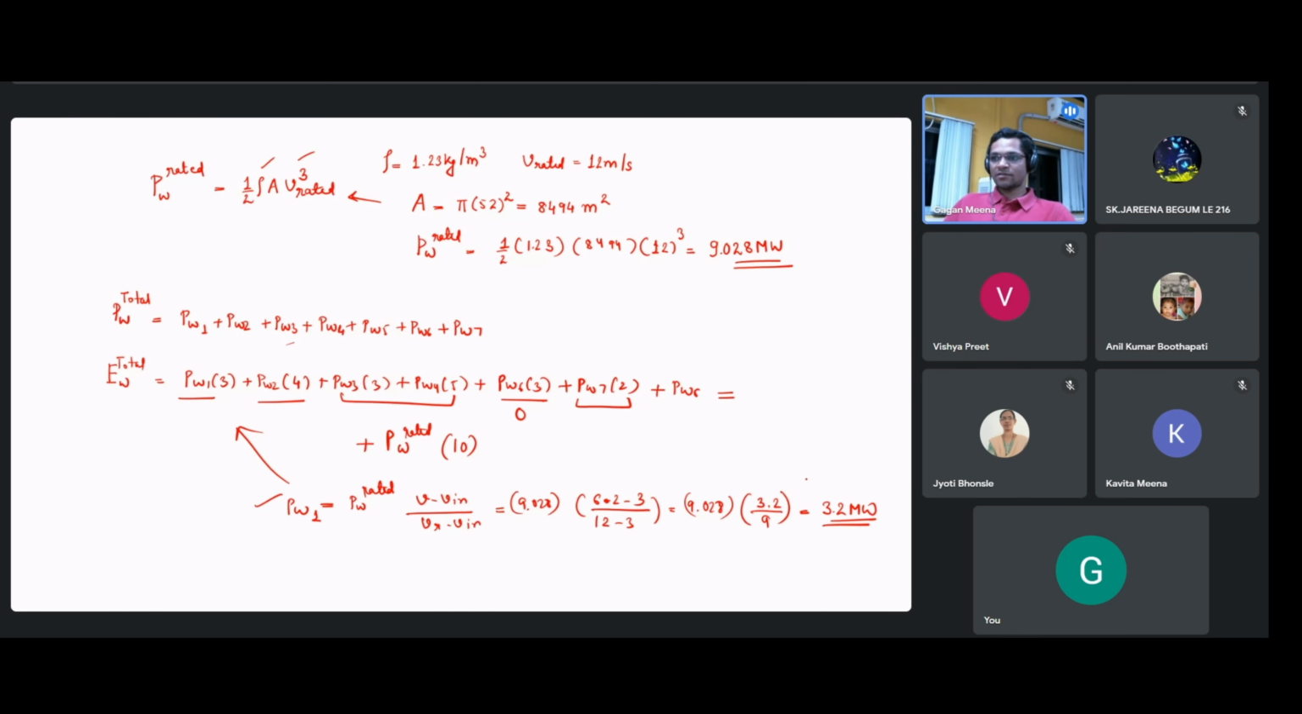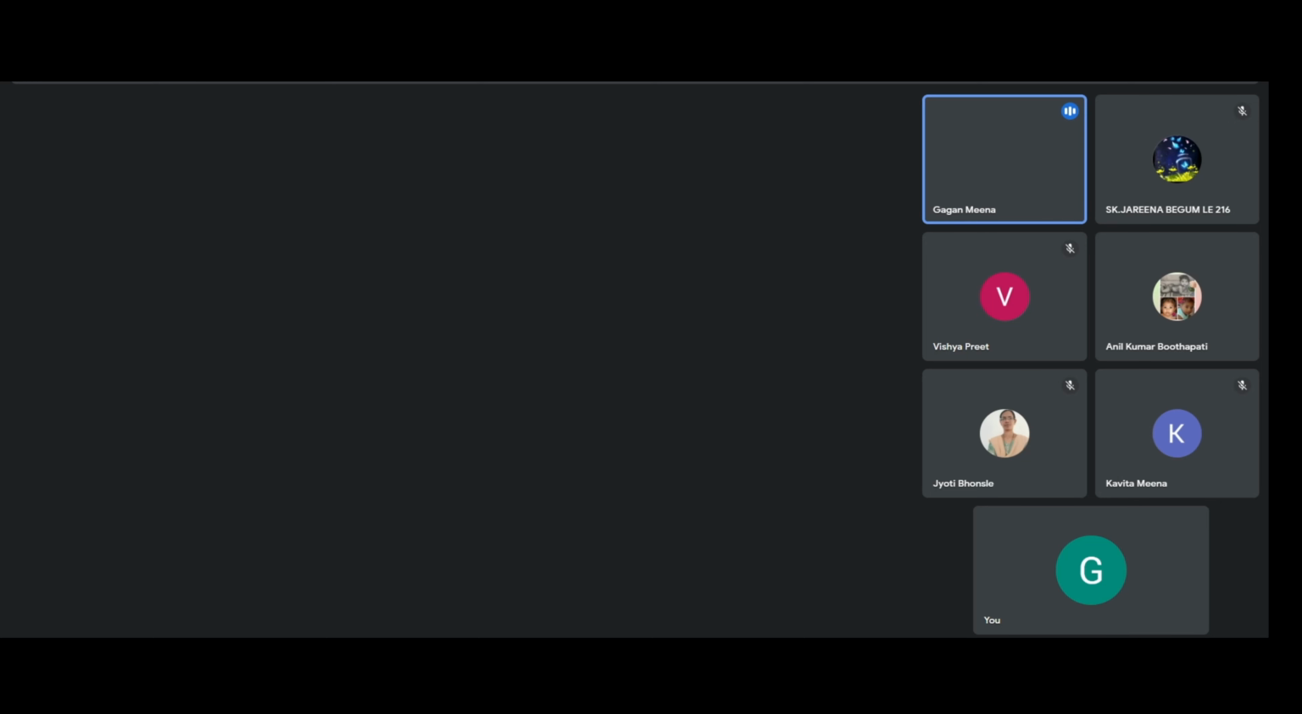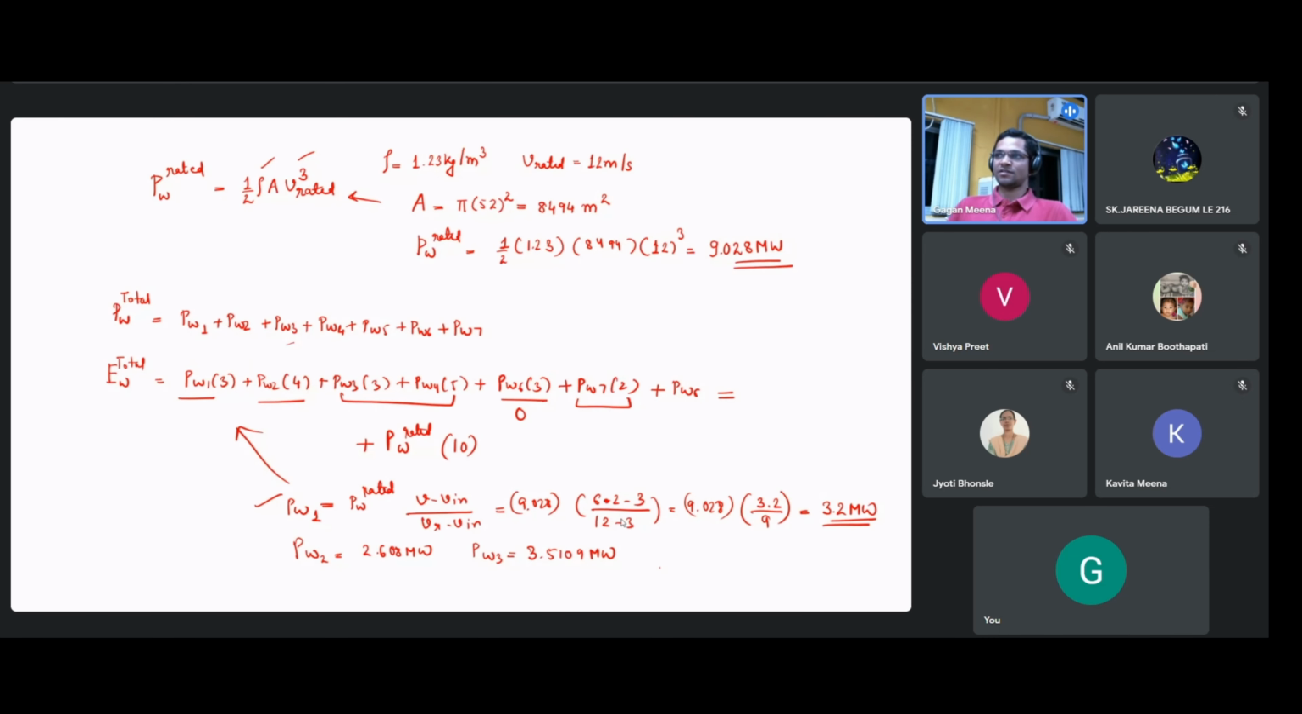So similarly, you have to calculate. So you will get PW2 as 2.608 megawatt, and PW3 will be 3.5109 megawatt, and then we have to substitute this. The final answer I have not calculated. You just have to add it. I will upload these slides, and I will also upload the solution for this with the final answer. You can match your answer.